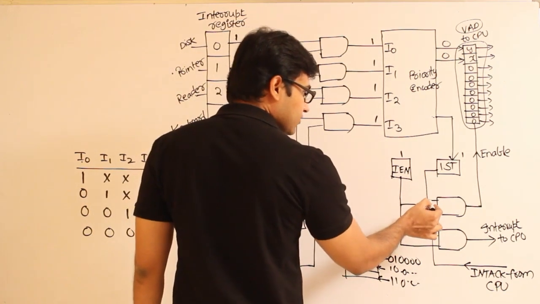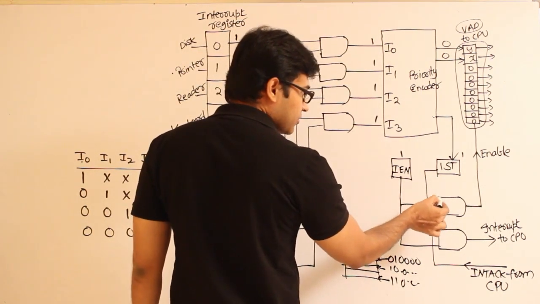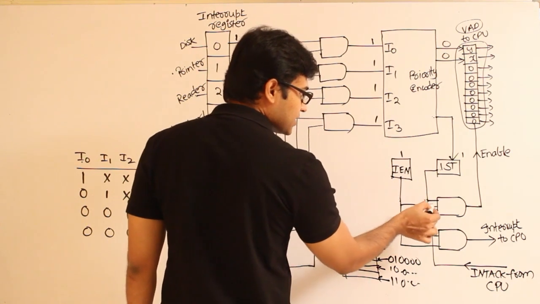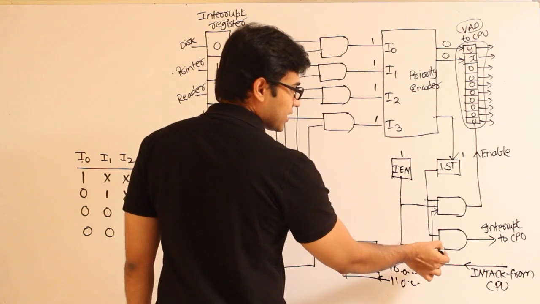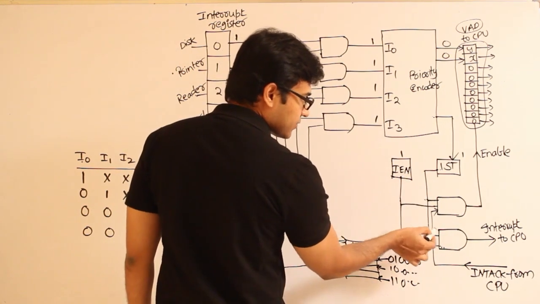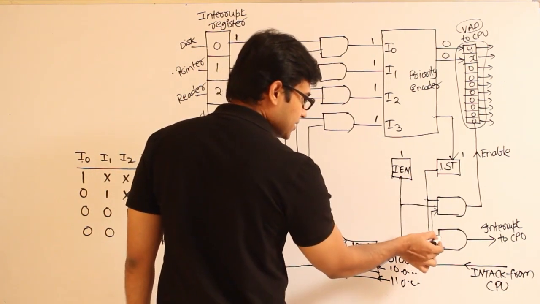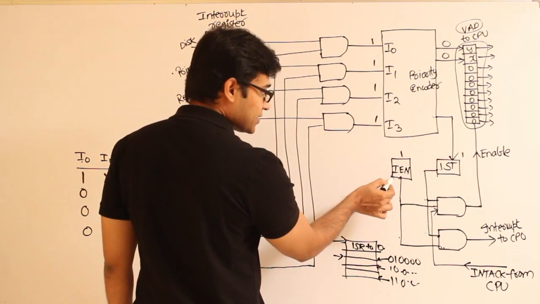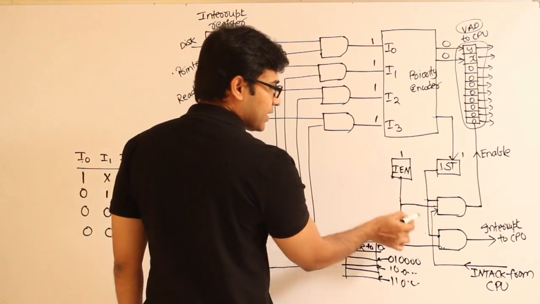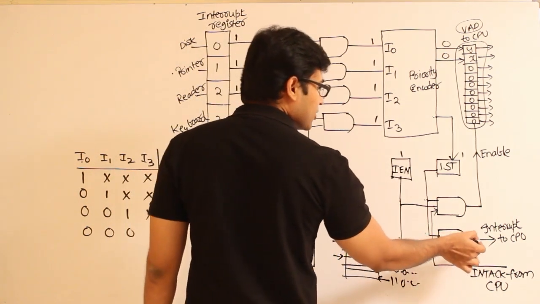So in that case, if you observe this AND gate, one of the inputs is this one and the other input is this one, right? Okay, let's talk about this AND gate. One input says there is an interrupt, and the other says our program has already decided that it wants to be interrupted. Then in that case, the interrupt will be generated.